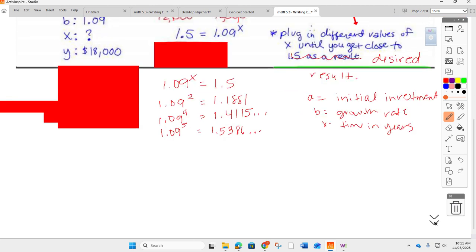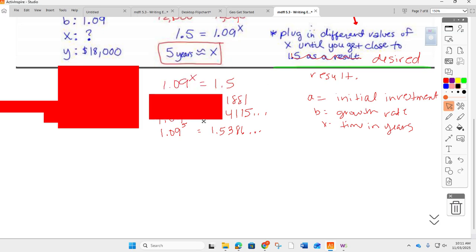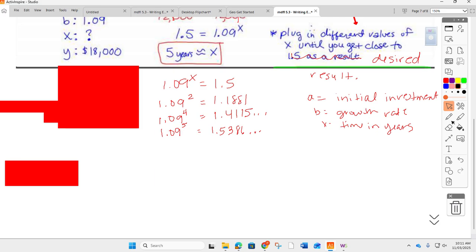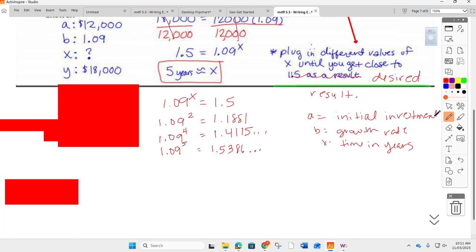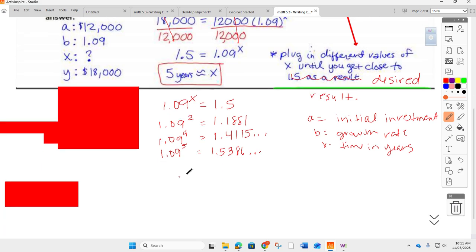So 1.53 is closer to 1.5 than 1.4115. So we're going to say that it's going to take around 5 years to get $18,000 if you invest $12,000. So that means about 5 years. That's what that little squiggle means. Does that make sense to everyone?